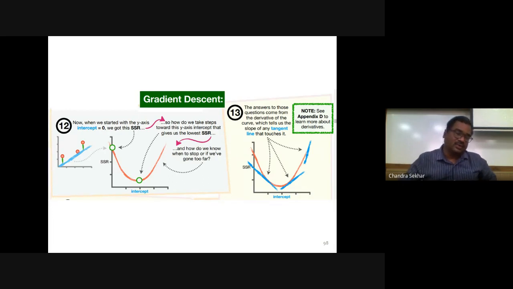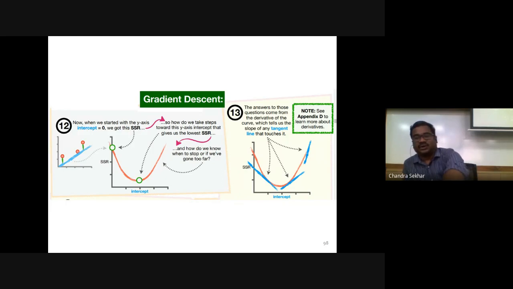See here we have a second point. We move towards the lower part of the intercept on the x-axis. For that we need to draw a tangent to the line. We plotted the first point of SSR, and when we draw a tangent to that particular line, the tangent is the gradient. The direction of that tangent line indicates the direction we move to select the next x value. That is called gradient descent.